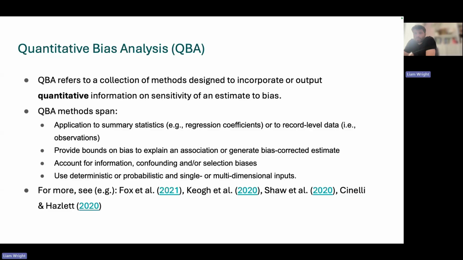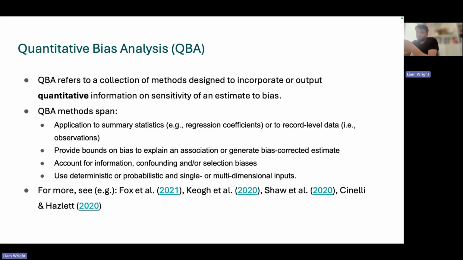As it's a collection of methods, they span a whole different set of aims and how information is inputted or outputted. But this can span applications where you just use information from summary statistics like regression coefficients. Given a regression coefficient, what sort of bias would be necessary to overturn a result? Or you can, as we're going to see, use QBA methods that amend record level data observations in your data set to account for bias.